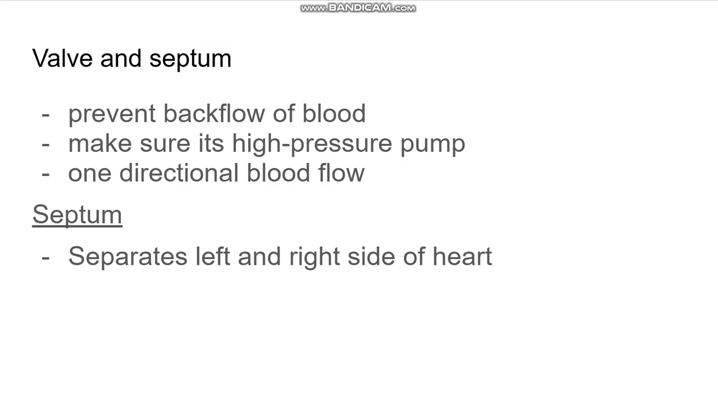So it's actually the septum that is used in binary fission, if you remember that. If you do, then give yourself a pat on the back. So yeah, your valve prevents backflow of blood, makes sure that it's only one directional blood flow, and maintains a high pressure pump. And your septum basically just separates the left and right side of your heart.